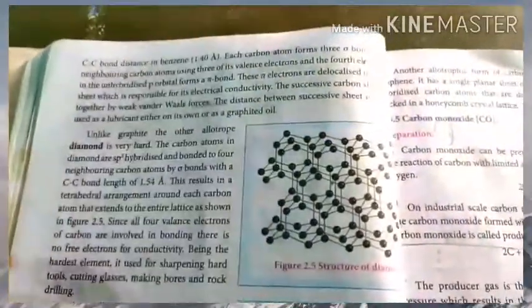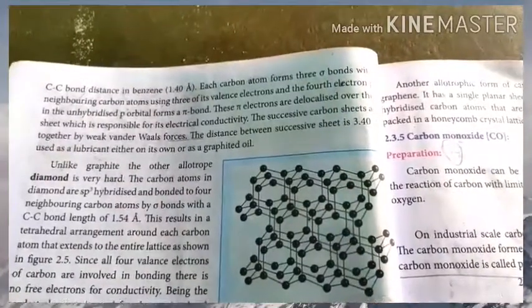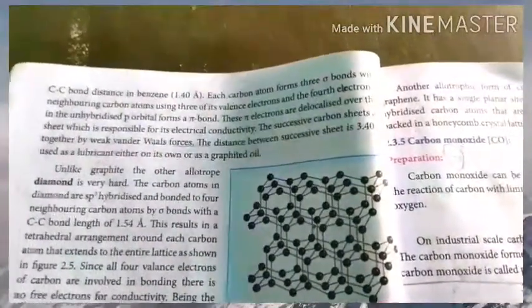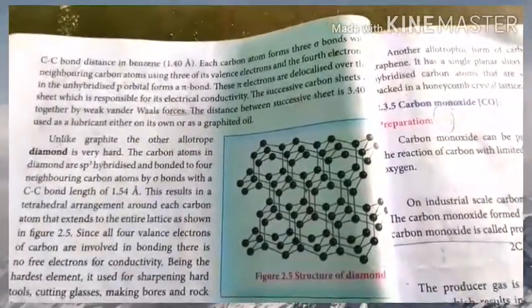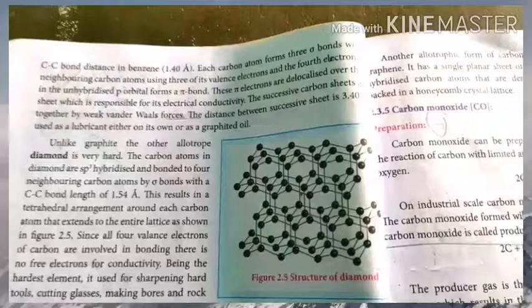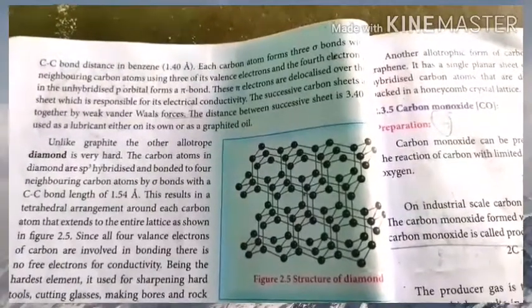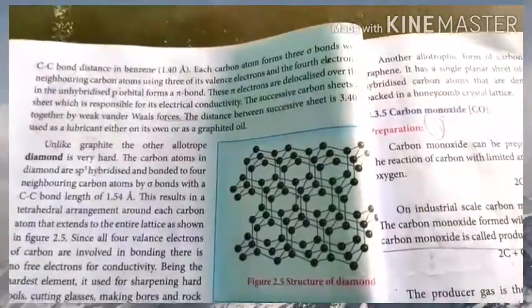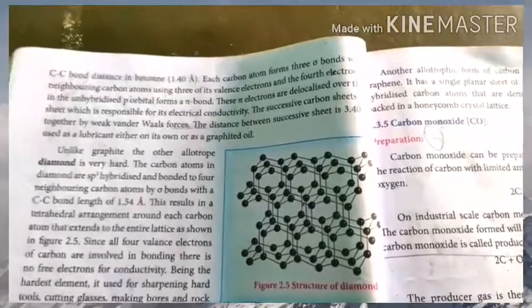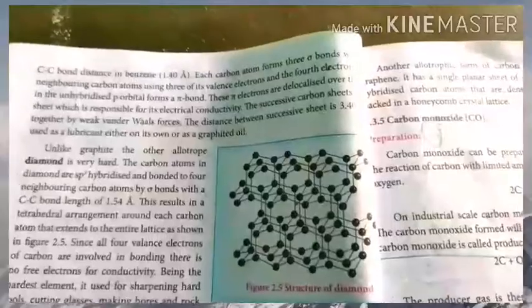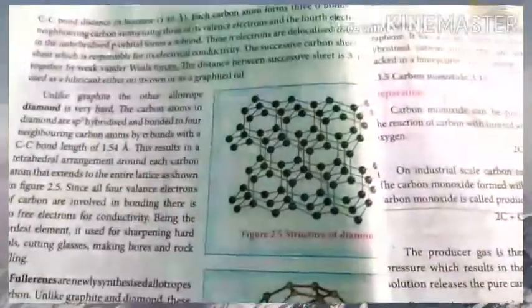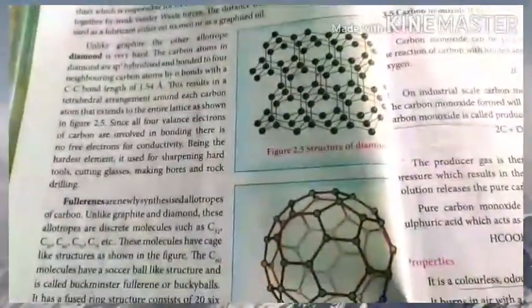Each carbon atom forms 3 sigma bonds with the neighboring carbon atoms using 3 of its valence electrons, and the 4th electron is in an unhybridized p orbital. So the fourth electron is available for conjugation, and these pi electrons are delocalized. This is responsible for its electrical conductivity. The successive carbon sheets are held together by weak van der Waals forces. That's why its strength is very weak. The distance between successive sheets is 3.40 angstrom.